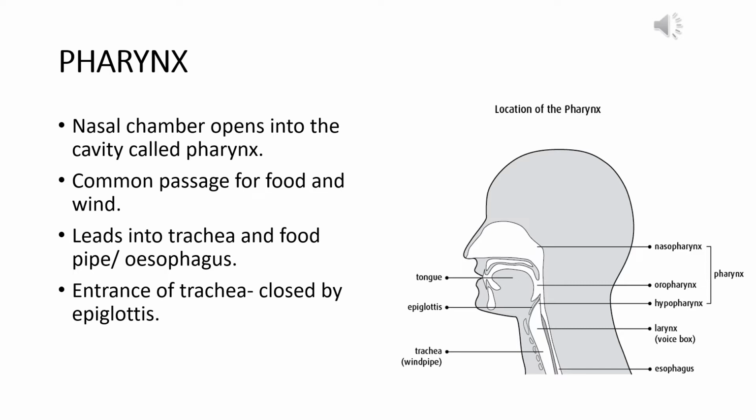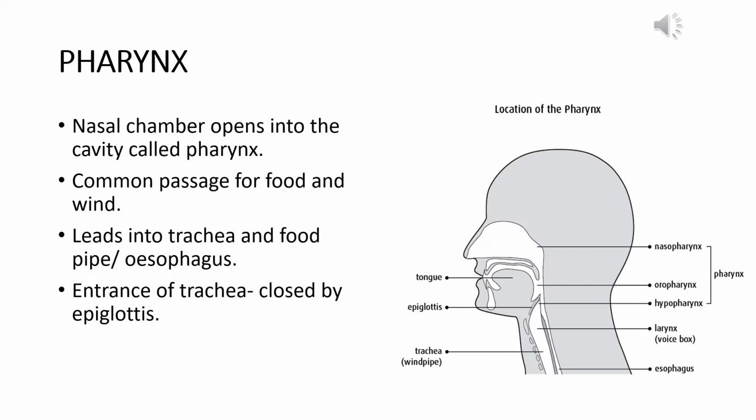The pharynx is the common passage for food and wind. Up to this part, food and wind have a common passage, but after the pharynx the passage or mode of movement for food and wind becomes different. As we can see in the picture, after the hypopharynx there is a tube-like structure going down, and it has two parts. The anterior or front portion is called the trachea or windpipe, through which the wind goes down, and the posterior or back portion is called the esophagus, the food pipe.